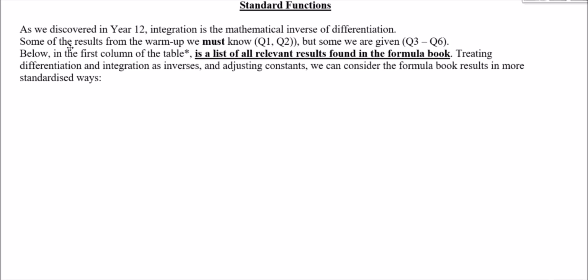And also, treating differentiation and integration as inverses and adjusting the constants, what we can do here is consider the formula book results in a more standardized way, because the formula book gives some results as derivatives and some as integrals, but we can consider them all as derivatives or all as integrals. I'm going to show you what I mean now.